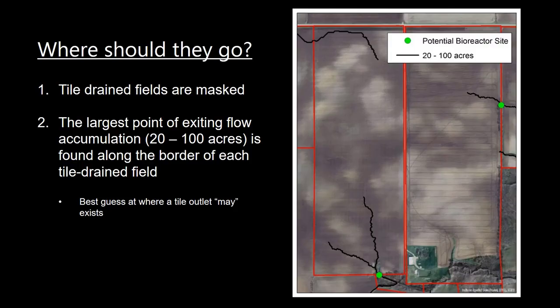While the tool is running, I'm going to explain how the tool works and finds these ideal locations for bioreactors. First, a mask is generated of all the tile drained fields, and that's based on that drainage table. Then the largest point of exiting flow accumulation, and it must be between 20 and 100 acres, is found along the border of those likely to be tile drained fields. This is our best guess of where a tile outlet may exist. However, like with all things, field verification will be needed, and local knowledge could be valuable in this sense.